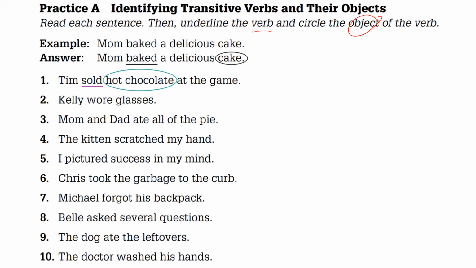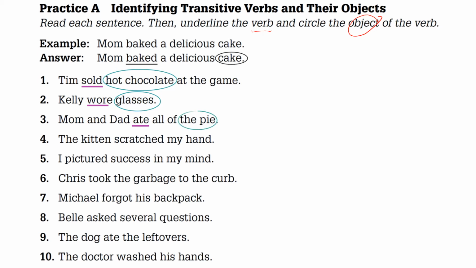Okay, number two, Kelly wore glasses. Okay, Kelly wore what? Kelly wore glasses. Glasses is the object of wore. Therefore, wore is a transitive verb, and the evidence is glasses is the object of the verb. Number three, mom and dad ate all of the pie. So, what is the verb? The action there is ate, verb to eat, all of the pie.